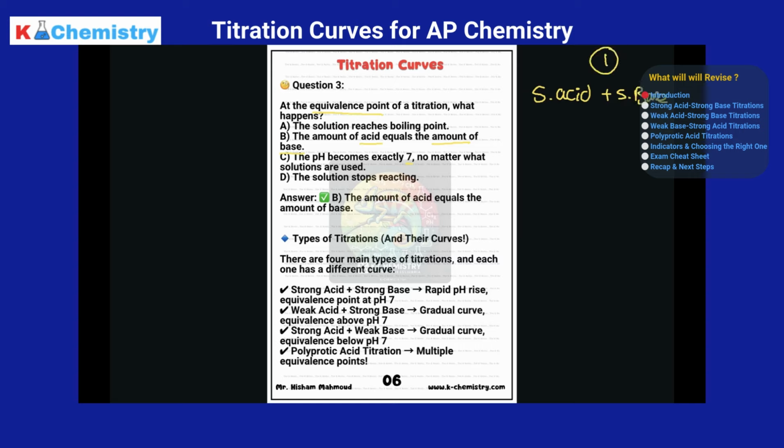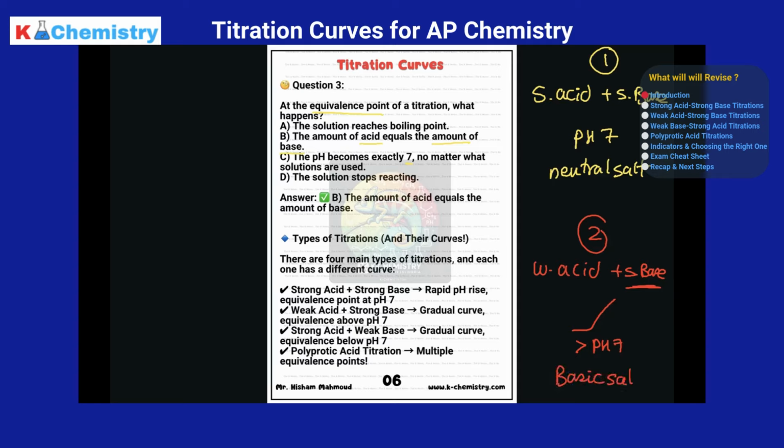There will be a rapid pH rise here, with the equivalence point at pH equal to 7. If you remember, we said a neutral salt is formed, so pH is equal to 7. The second type is where I will have a weak acid reacting with a strong base. The best characteristic is that there will be a gradual curve, and this equivalence point is above pH 7, because the strong base makes it a basic salt, if you remember.